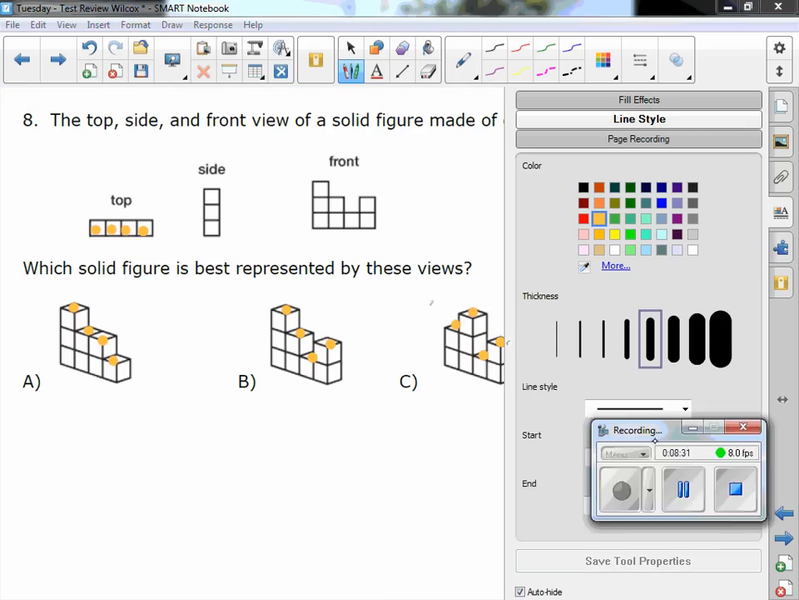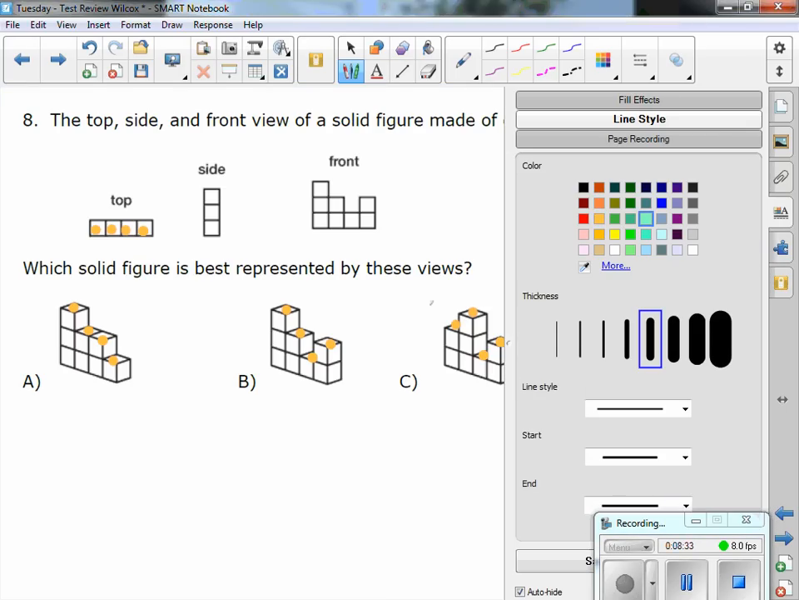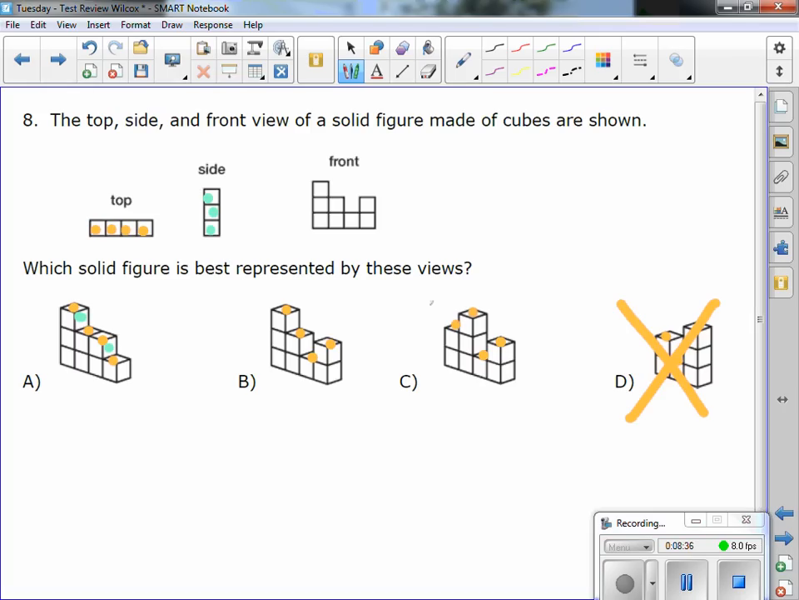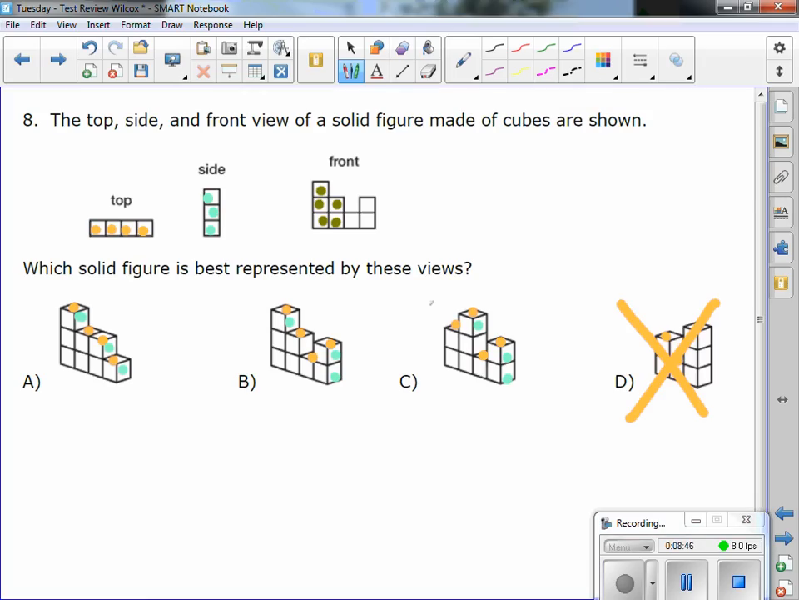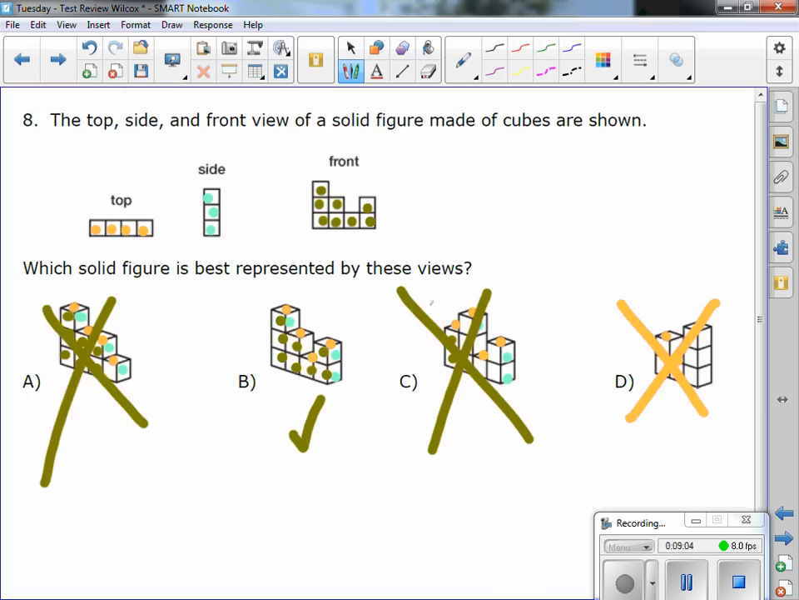Now, from my side, I need to be able to see 3. 1, 2, 3. All of those work. And then for the front, I have 3, 2, 1, 2. This one goes to 2, not 1. That one won't work. 3, 2, 1, 2. That one works. This one starts out with just 2 on the edge, and I know that I need 3. So that one won't work either. So my final answer there is B.